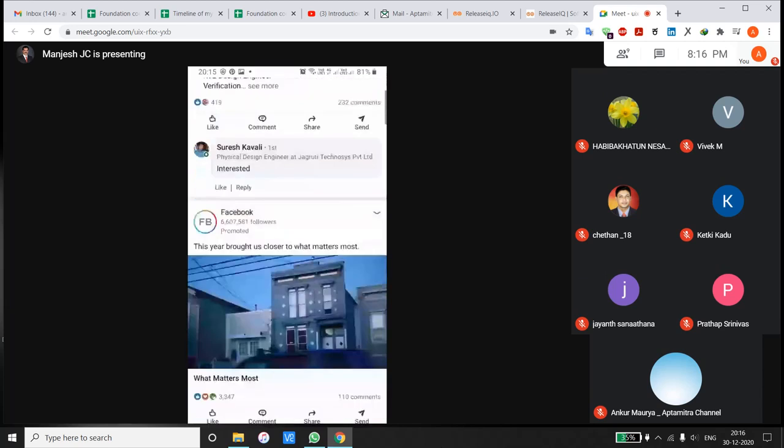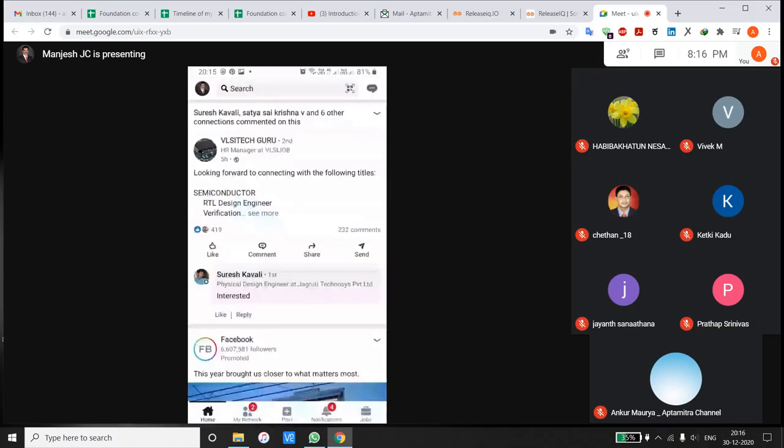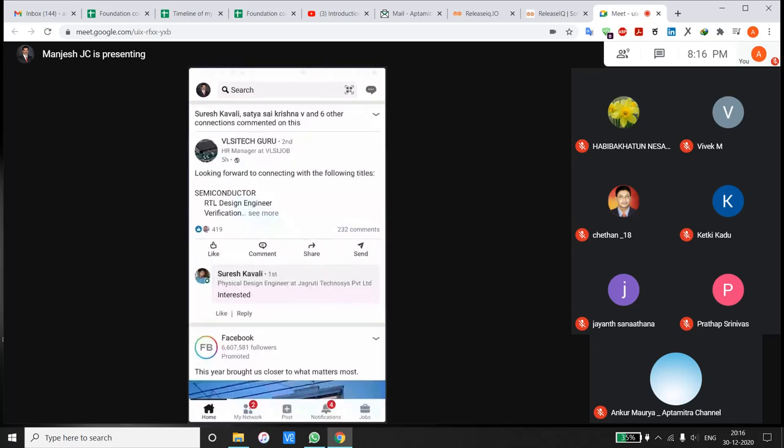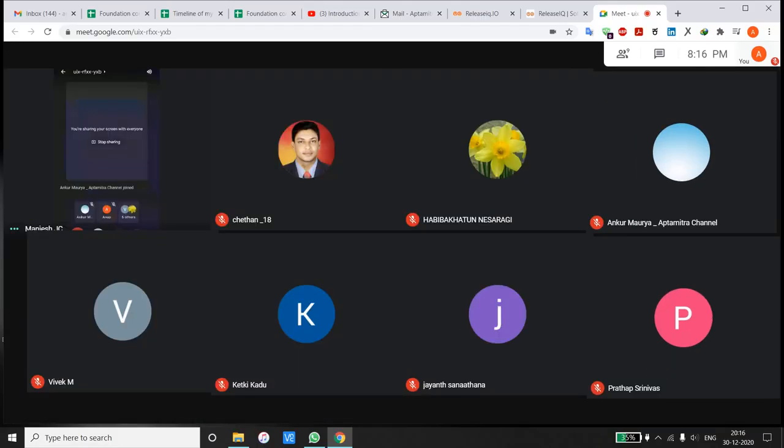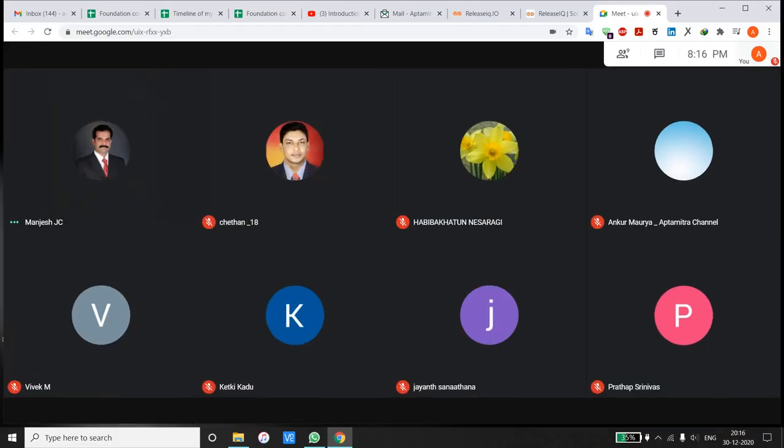Okay. And now I would like Anupji, Ankurji and Ketkiji to give a brief overview about the Release IQ support that they are doing. Go ahead, Anupji.